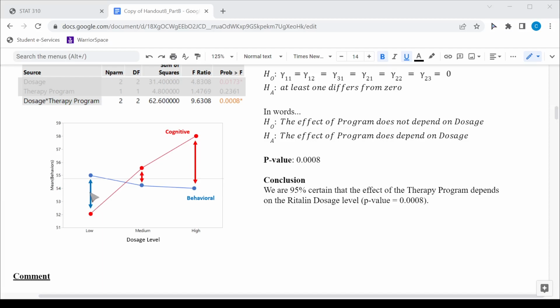Which means that if I were to do this again and again and again, that blue line's going to be varying, bouncing around, and the red line's going to be bouncing around. I cannot say that the blue line is going to stay away from the red line here, or this blue point is going to stay away from the red point here for low Ritalin dosage. So again, that p-value was 0.1280. I do not have statistical differences here.